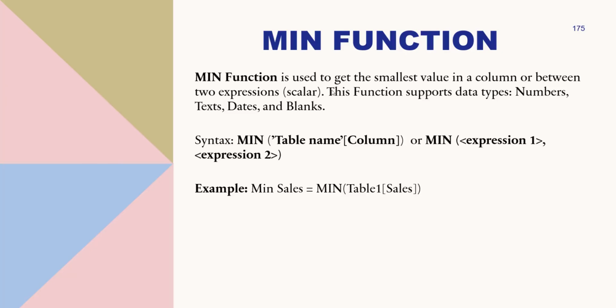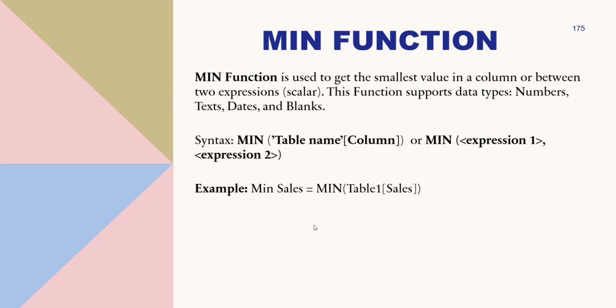Next we will discuss the minimum function. This is used to get the smallest value from a column or between two expressions. This function supports data types such as numbers, text, dates, and blanks. For example, if you want to get the minimum from a column, then you have to use this syntax. Or if you want to get the minimum between two expressions, then you can use this syntax: MIN, first provide expression 1, then a comma, and then provide expression 2. Here is an example where we are getting the minimum from the sales column. It will return the minimum sales value.